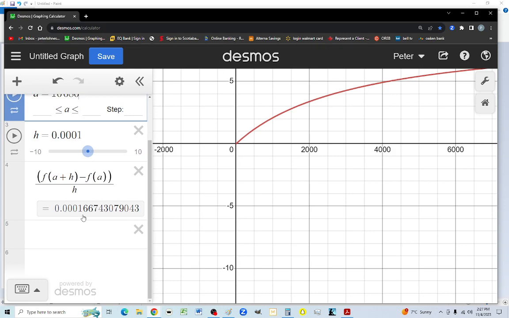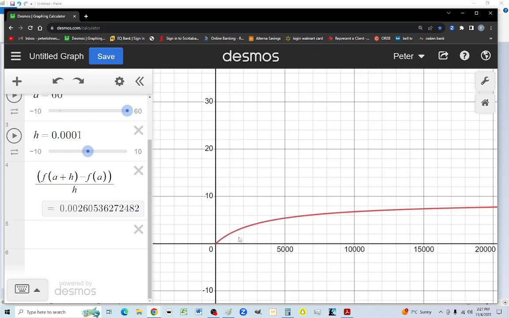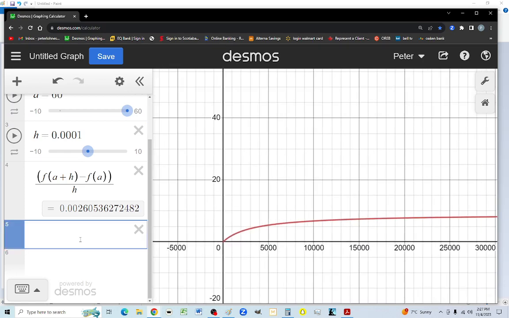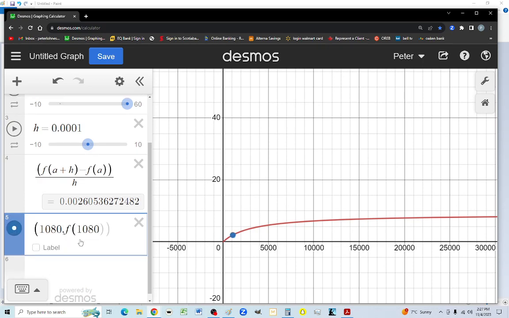You can see that one's barely climbing. Much, much smaller than the original one. Here's the original one. Much larger number. So this one, in this case, is 1080, comma F. It's an 80 right over there.